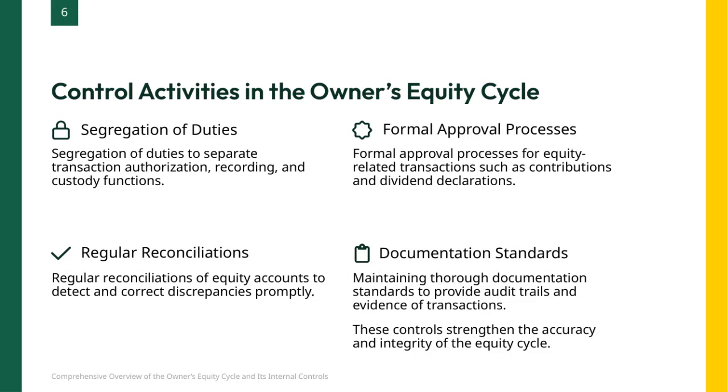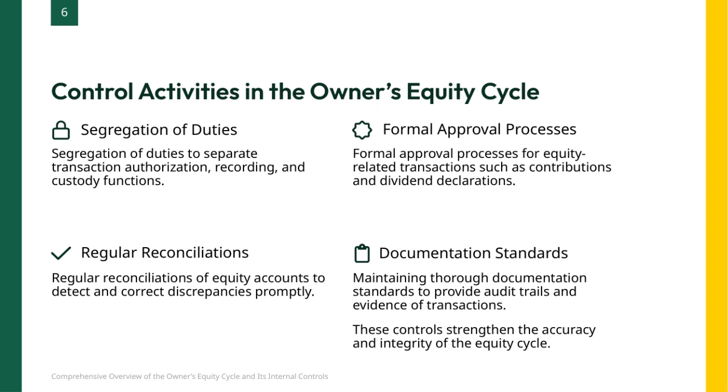When we talk about control activities in the owner's equity cycle, there are several key measures that help ensure accuracy and integrity. First, segregation of duties is essential. This means separating who authorizes transactions, who records them, and who has custody of assets. By dividing these responsibilities, we reduce the risk of errors or fraud.